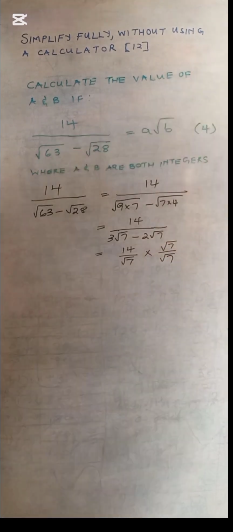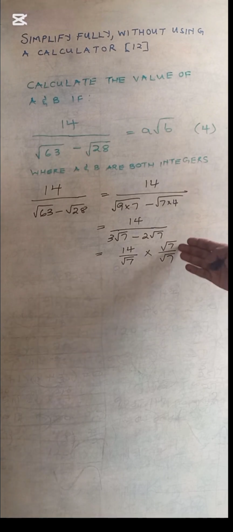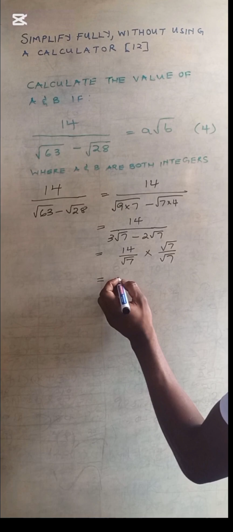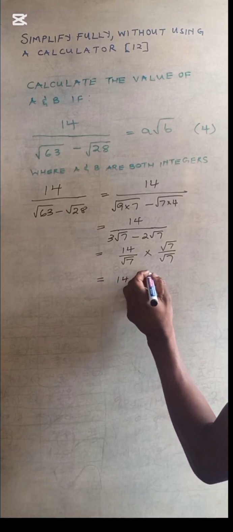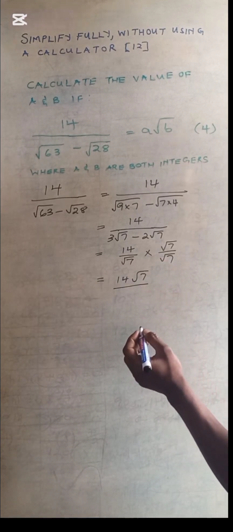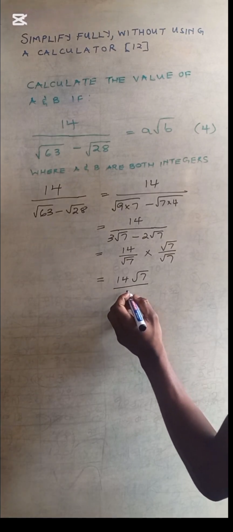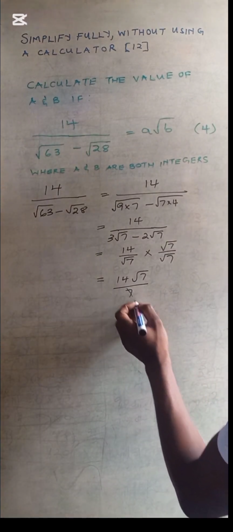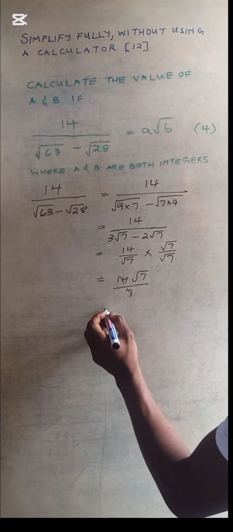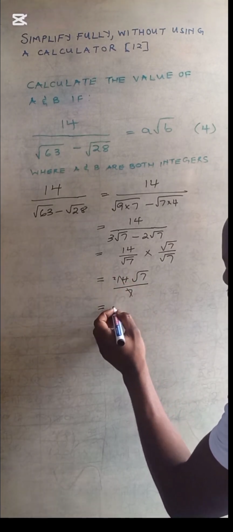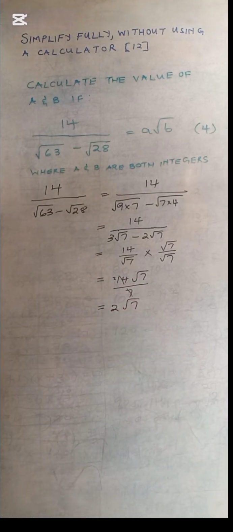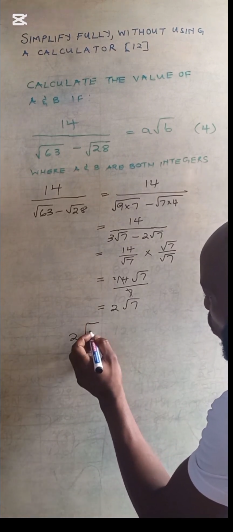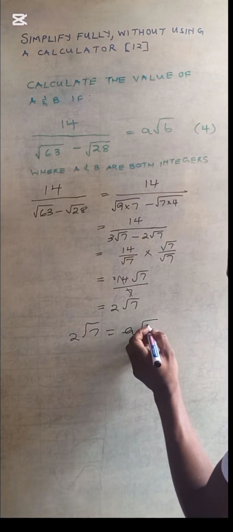We multiply both the denominator and the numerator by the square root of 7. So this is the same as multiplying by 1, so we are changing nothing. So we'll be having 14 square root of 7 over the square root of 7 times the square root of 7, which is the square root of 49. The square root of 49 is 7, right? So in this case, 7 goes once here, and then it goes twice here. So we have 2 square root of 7, right?